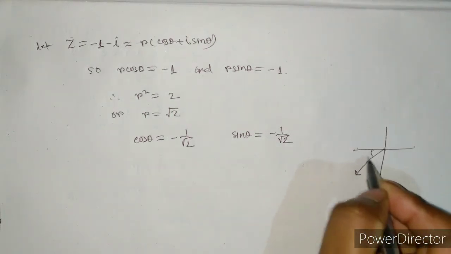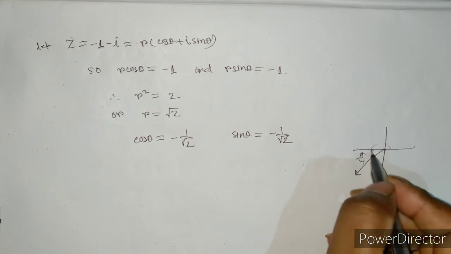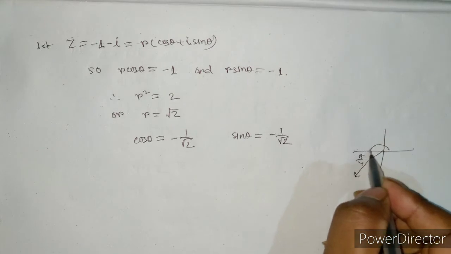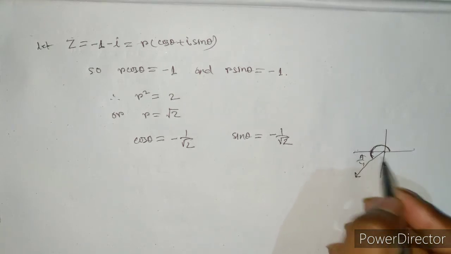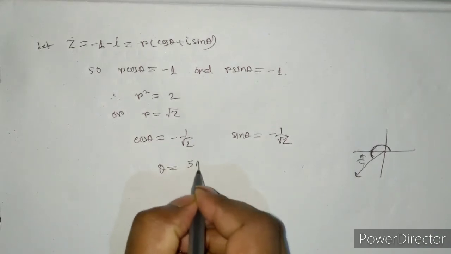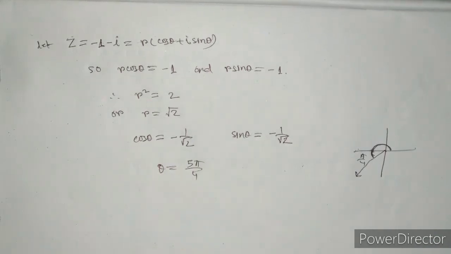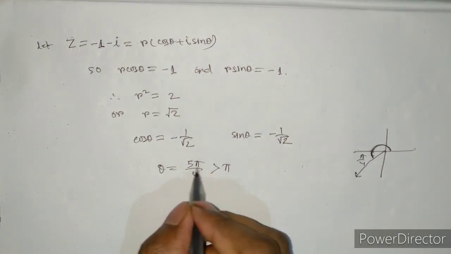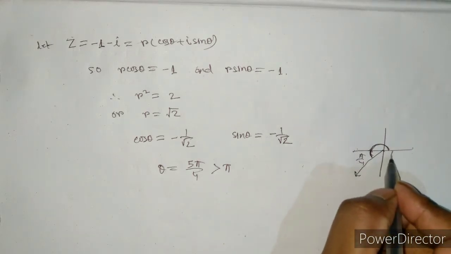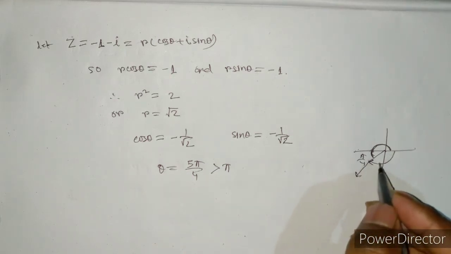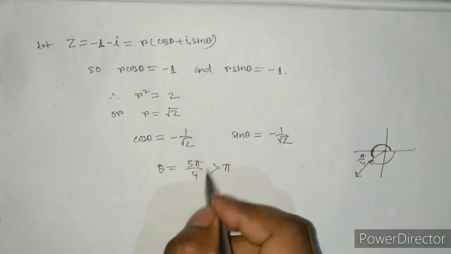and this angle also will be pi by 4, so this will be pi plus pi by 4, that is 5 pi by 4, and the total angle will be 5 pi by 4. So this gives theta equals 5 pi by 4, and we see that this is greater than pi, so this is not the principal argument, and the principal argument will be this value. To get this angle we have to subtract 2 pi.